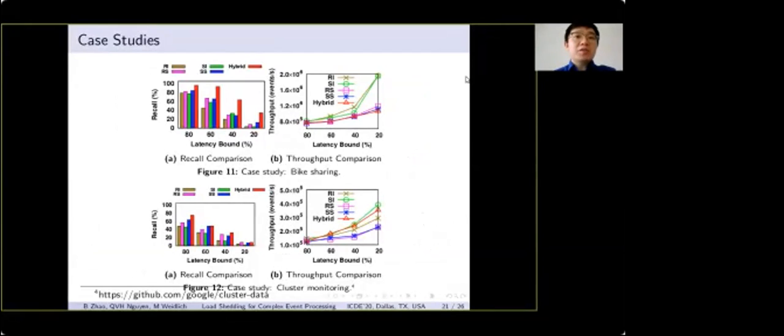Hybrid shedding yields highest recall. In bike sharing, the throughput of hybrid load shedding is comparable to state-based shedding. However, in Google cluster monitoring, it is comparable to input shedding. After a further investigation, we found that this is because bike sharing prefers state-based shedding, but Google cluster monitoring prefers input-based shedding. It shows that different applications may favor different shedding strategies.